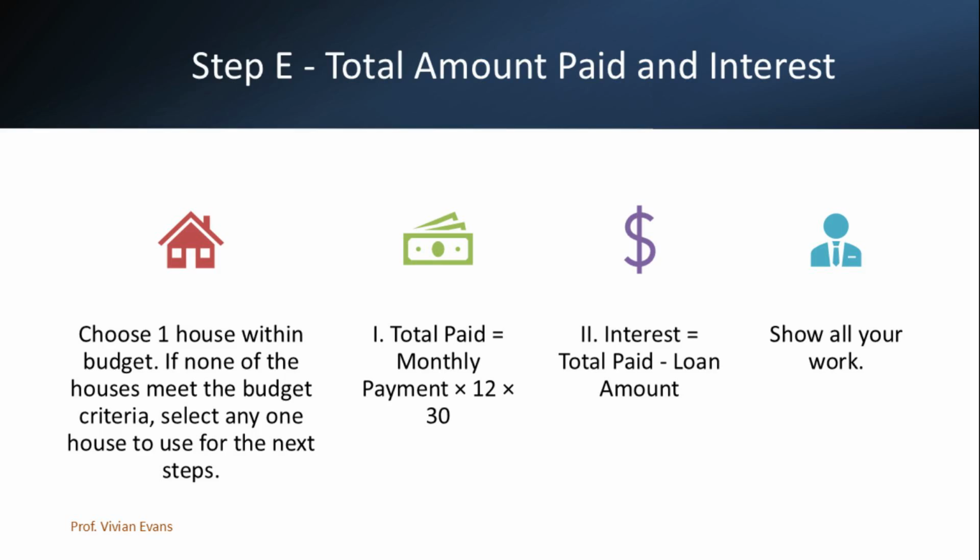Choose one house within your budget and calculate the total amount paid over 30 years, along with the interest. If none meet the budget criteria, select any house for the next steps. Show all your work to ensure accuracy in your financial analysis.